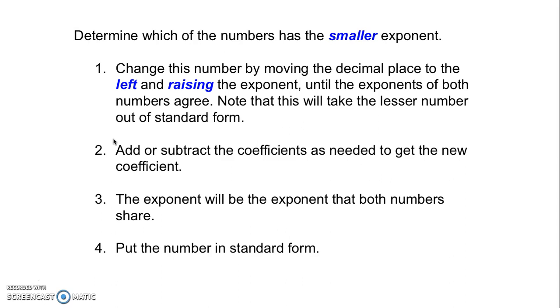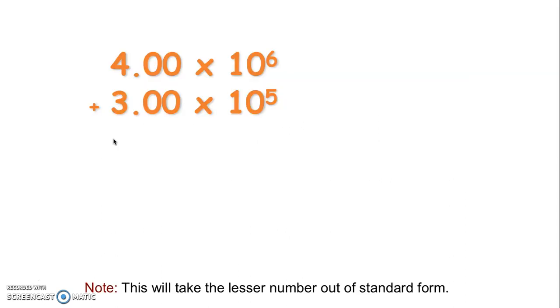And yes, that is going to take that lesser number out of standard form. It won't be proper. And then, just like we did in the first steps, we'll add or subtract the coefficients, and then the exponent will be the exponent that both numbers share. And then if we need to, we put it in standard form or proper form. So let's see what that looks like.